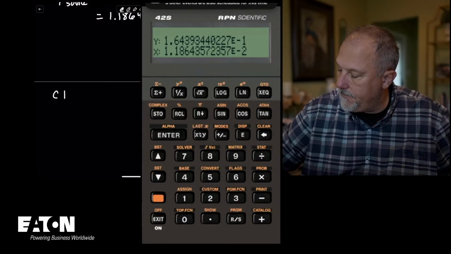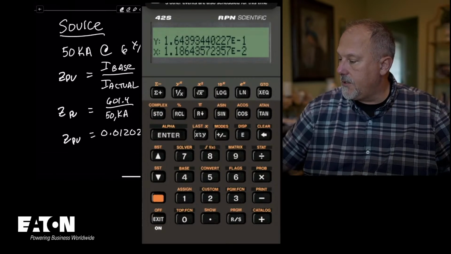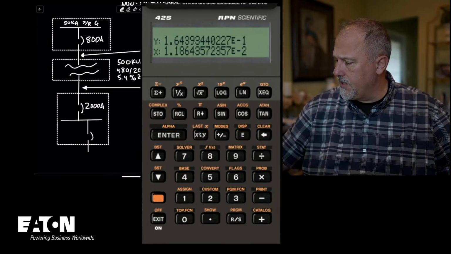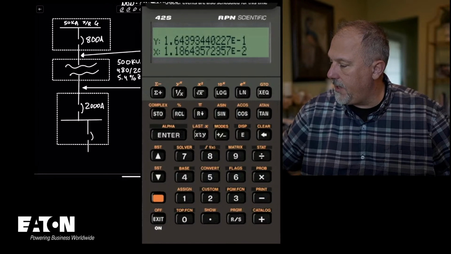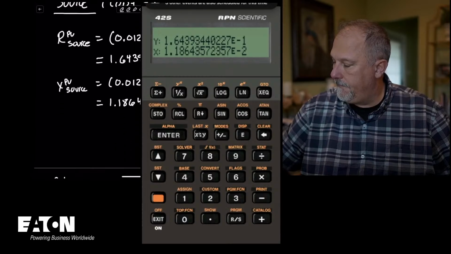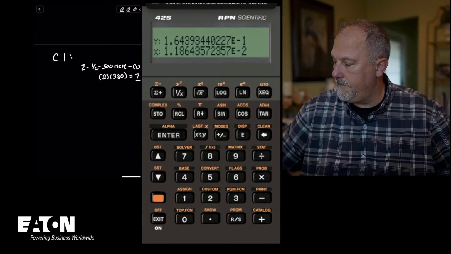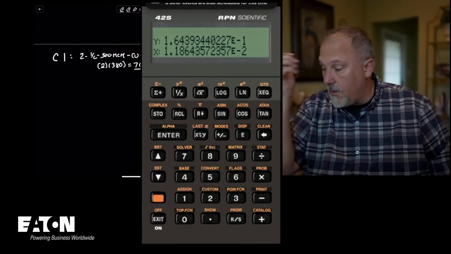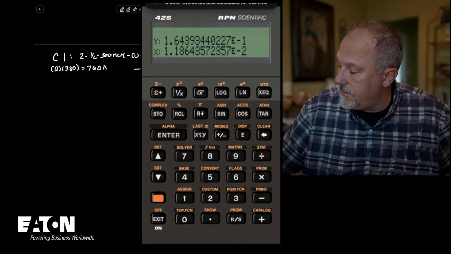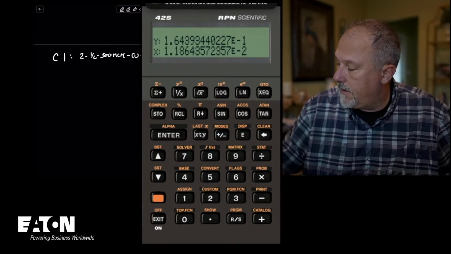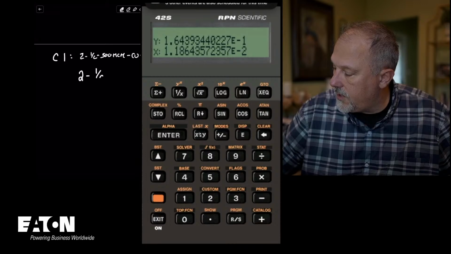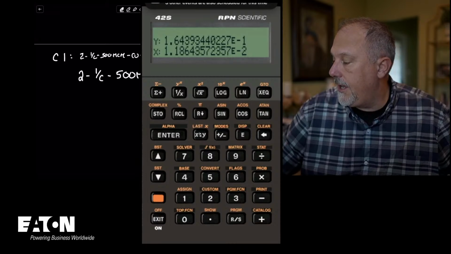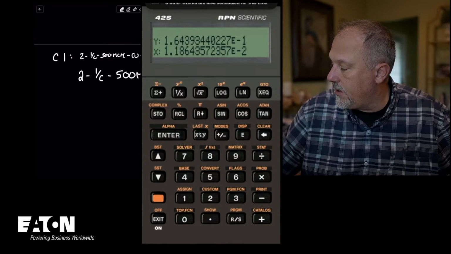Now let's do conductor 1. Conductor 1 was what? Conductor 1 is this. Copy. Paste. All right, so conductor 1 is 2 single conductors. Let's just write it down: 2 single conductor 500 MCM copper, 125 feet.